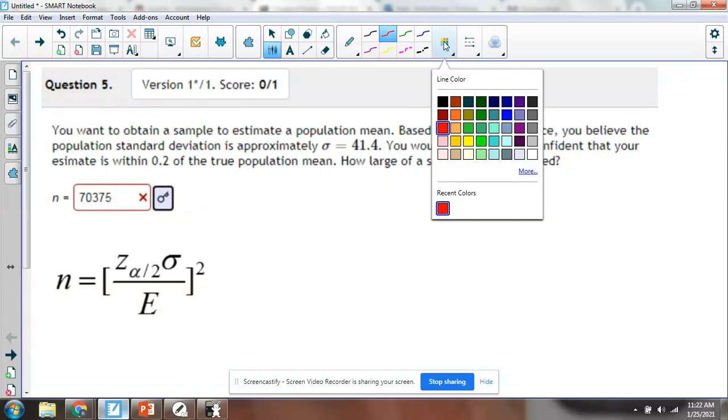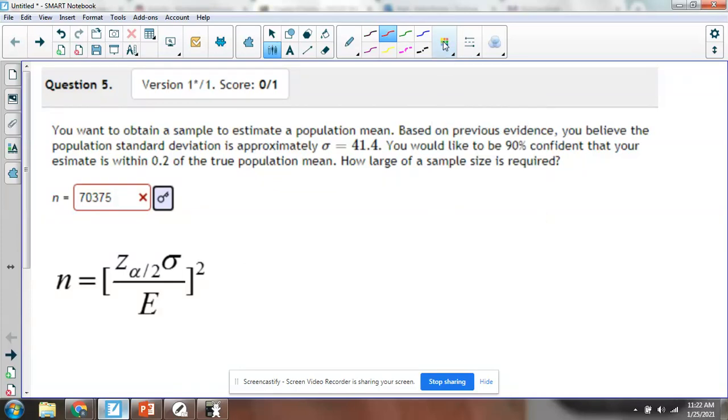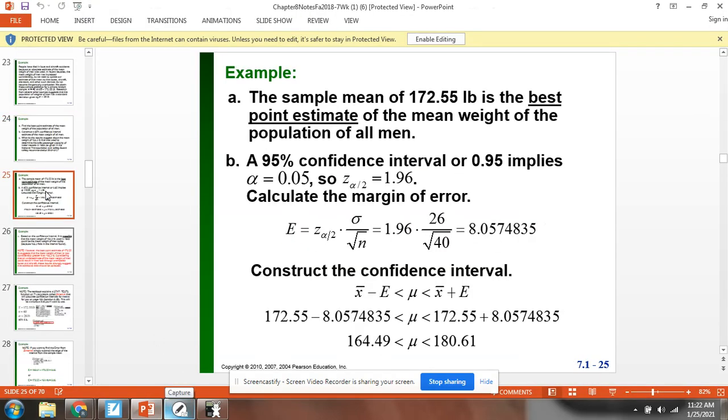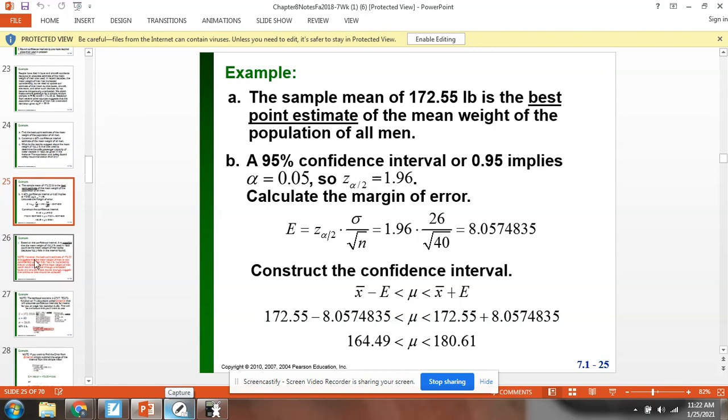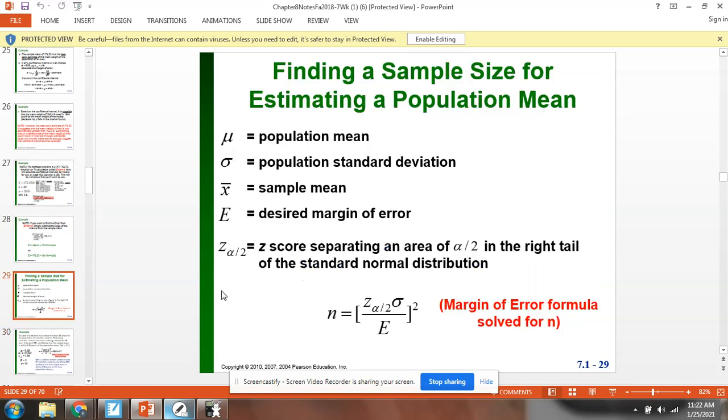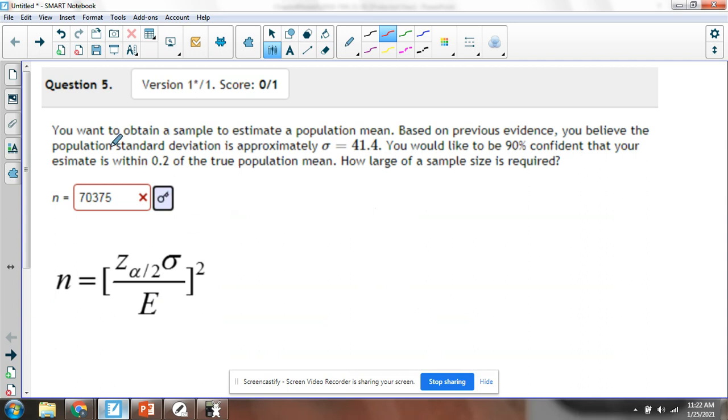To find the sample size for a particular confidence interval, you're going to have to use a specific formula from the PowerPoint notes. This formula, I believe, is from page 29. There's the formula for a population mean. Okay. So it says you want to obtain a sample estimate for a population mean.